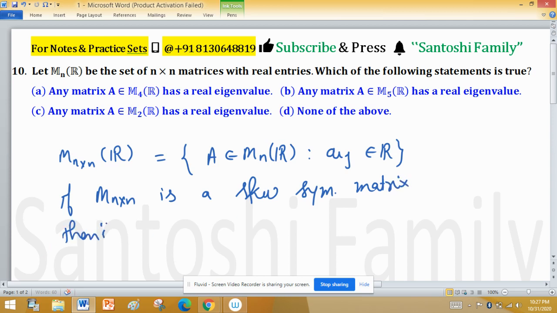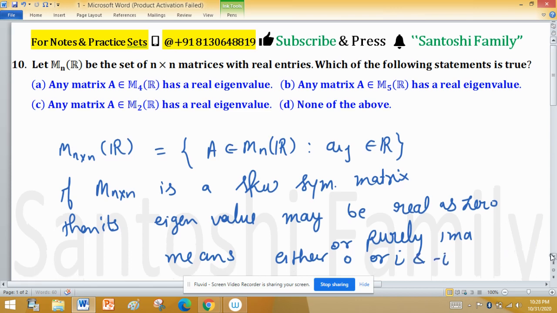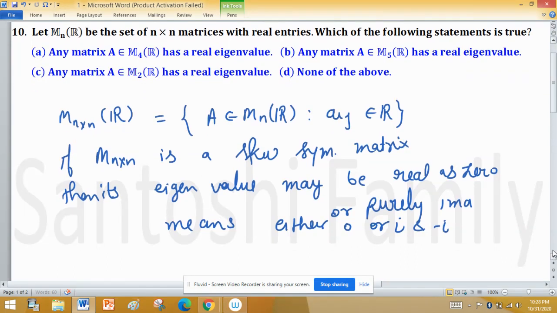then its eigenvalues may be real, as zero, or purely imaginary. Purely imaginary means either zero or iota and minus iota. It means for option A, any matrix A belonging to M_4(R), a 4 by 4 matrix over R, has a real eigenvalue. Using this point, you can understand better. Option A is discarded here.